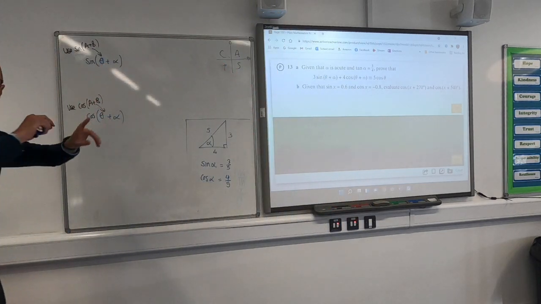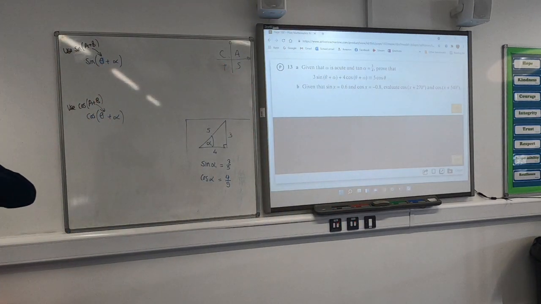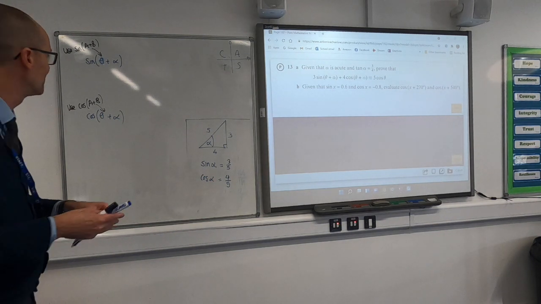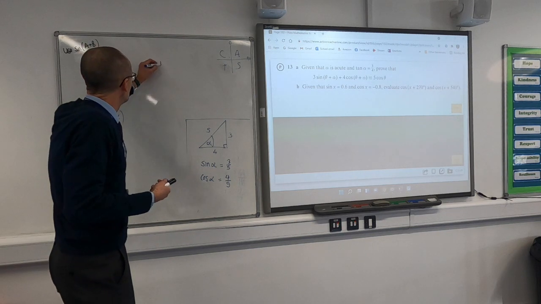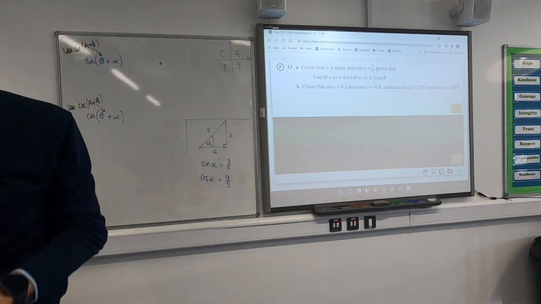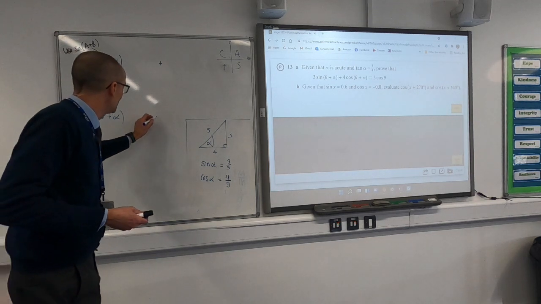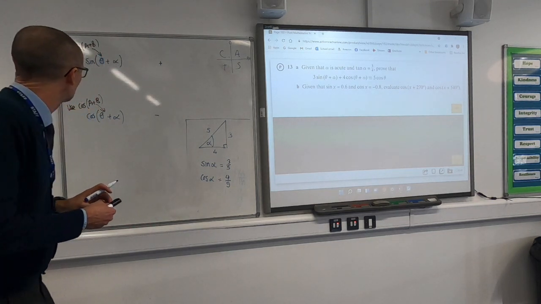So I need you to be comfortable with the whole plus minus thing. So if you're doing sine A plus B, that's the top sign, so you've got a plus between the sine A cos B and the cos A sine B. And if you're doing cos A plus B, that's got to have a minus between the two terms.